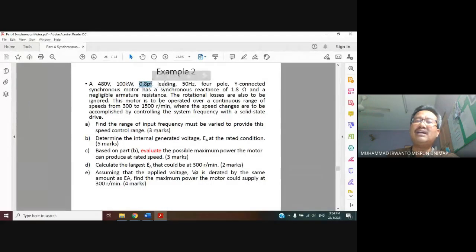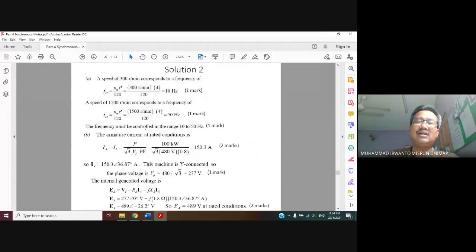Leading means the angle is positive, meaning cos theta is equal to 0.8, so theta is equal to cos inverse of 0.8. The angle is around 36.87 degrees. So IA in phasor form can be written as IA equals 150.3 angle 36.87 degrees amperes.